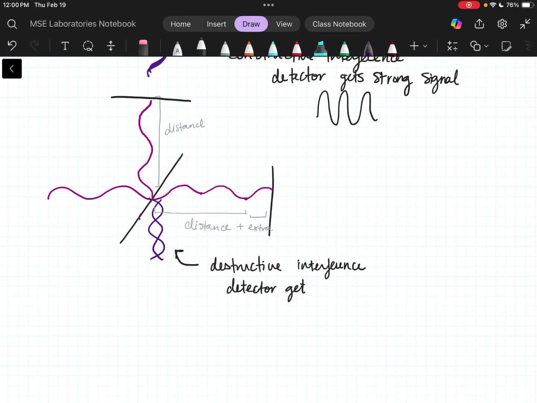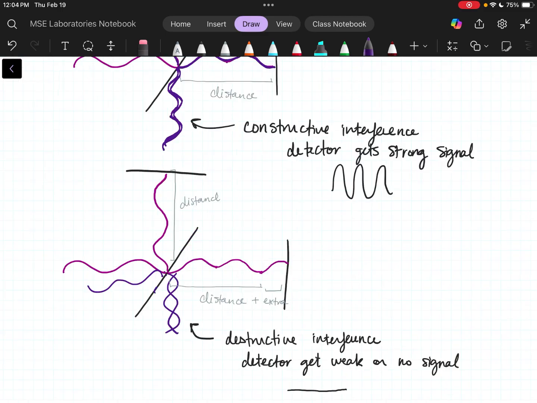In this case, though, I get destructive interference. The detector gets weak or no signal. What all of this means.